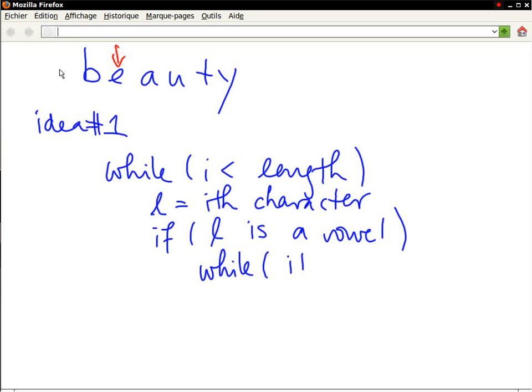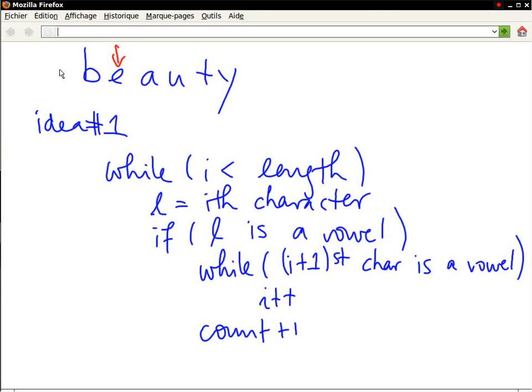n squared. While the I plus first character is a vowel, we keep incrementing I. And also, I guess we need to increment our counter, right? So let's try this.